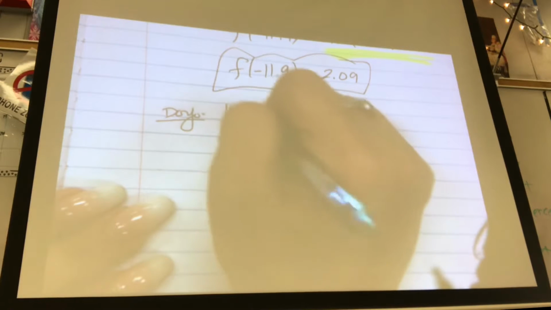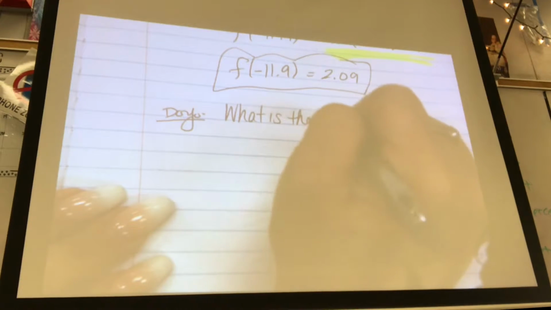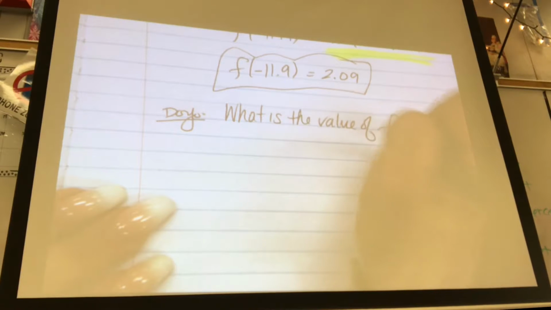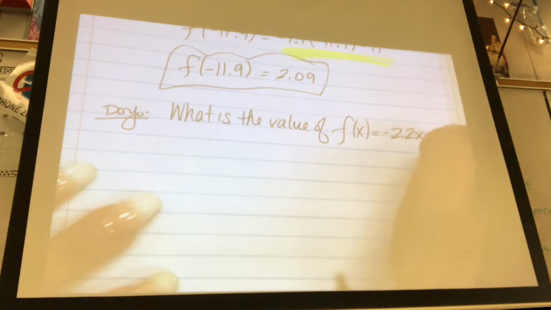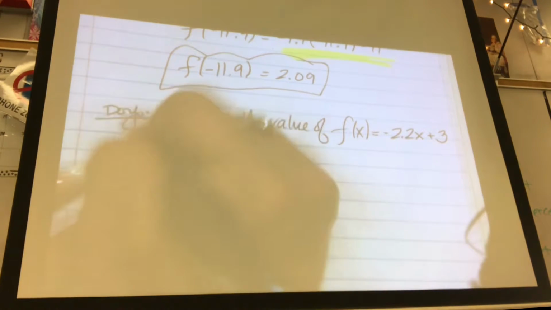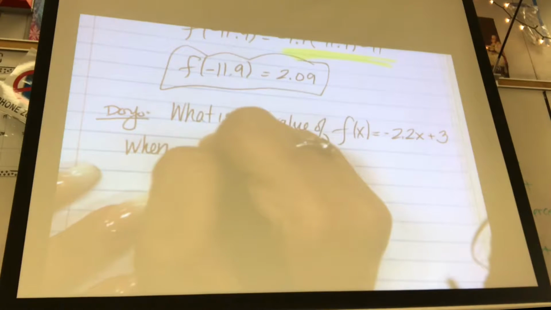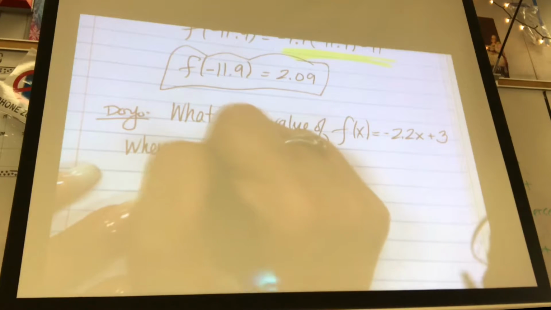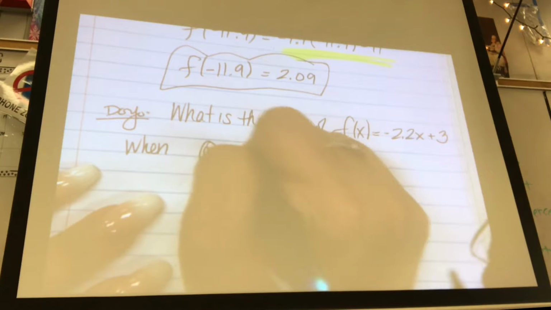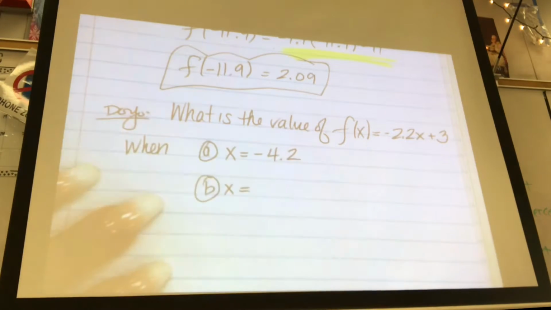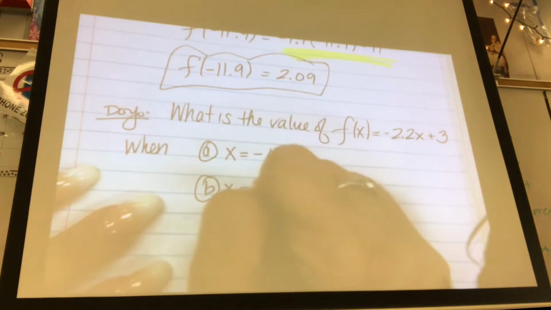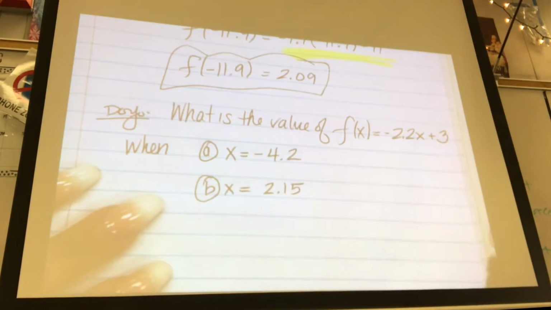What is the value of f of x equaling negative 2.2x plus 3 when, and I'm going to give you two values, x is equal to negative 4.2, and then also when x is equal to 2.15. Here comes Lorenzo if you need help.